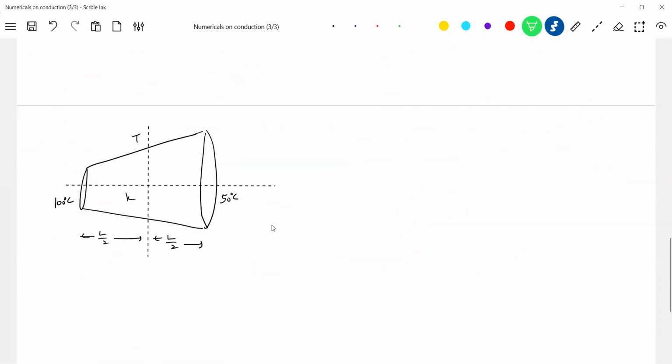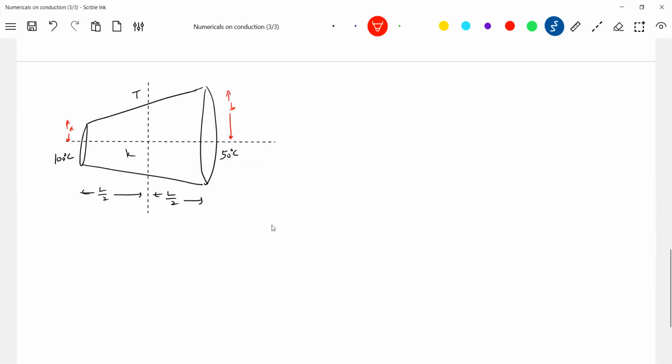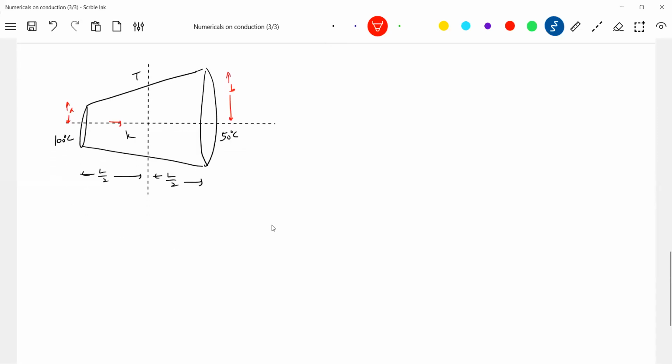Let the radius of this end be A and this end be B. What about the heat current? The same heat current will flow across both elements. Agree? So let me call the resistance of this part Rx and the resistance of this part Ry. What is Rx? Let the radius at the midpoint be R.